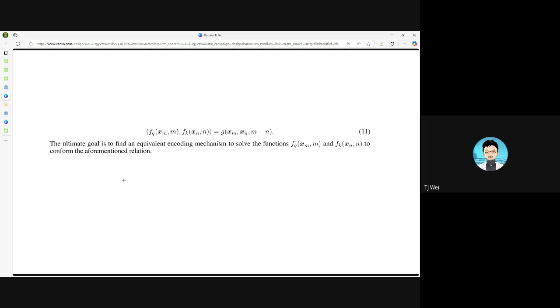So they do some writing of the derivations and check out the result. But you can check the paper to see their reasoning and the derivations. But the result is quite easy.